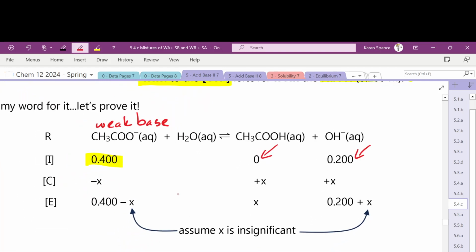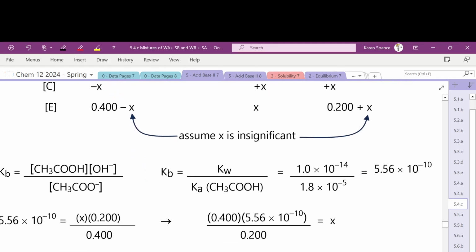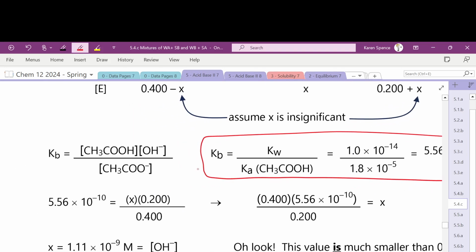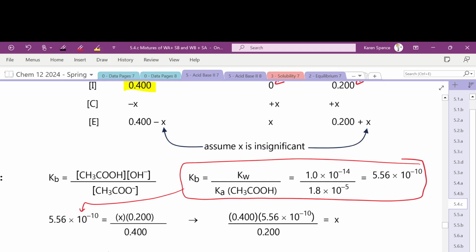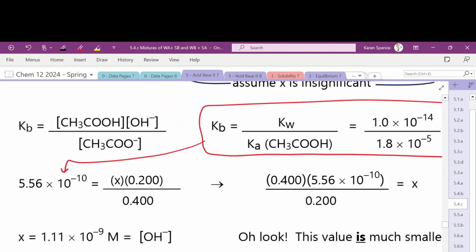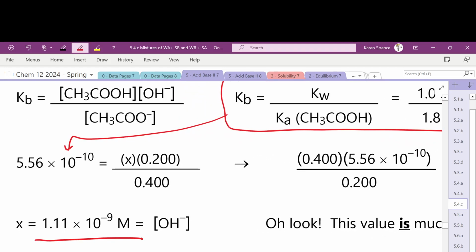Now, if I do this, I end up with my Kb calculation. That's sort of separate. I plug that value in here. I assume that x is insignificant to make my calculation easier. When I solve for x, I end up with 1.1 times 10 to the minus 9. Is that insignificant compared with 0.200 molar? Yes, it is. So it was a correct assumption to make that it was small.